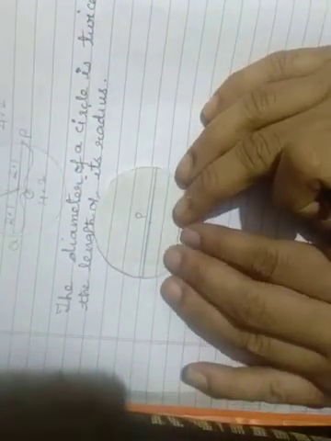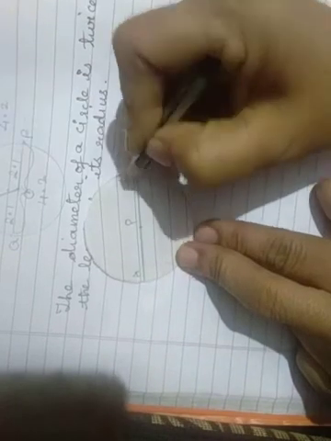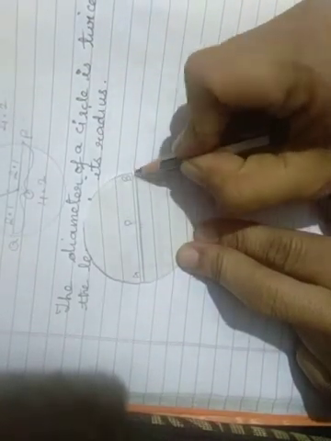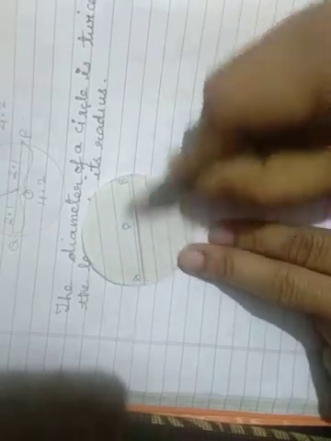Now what you have to do is that we are getting now the diameter, and we will name it as A and B. Okay, now we are getting 2 radii here. One is PB, second one is PA. Okay, and the diameter is AB.